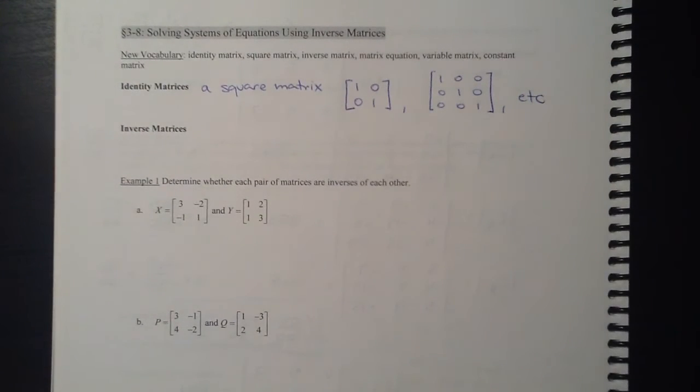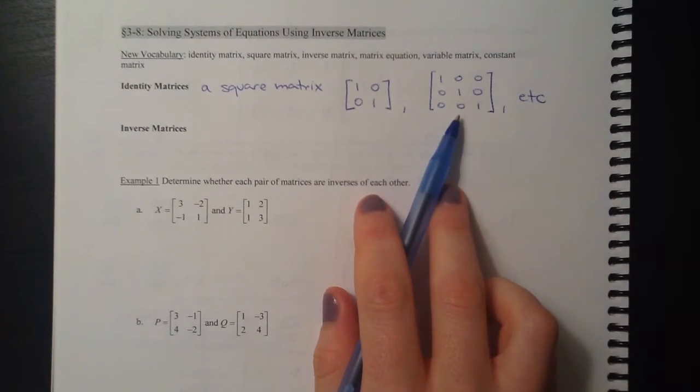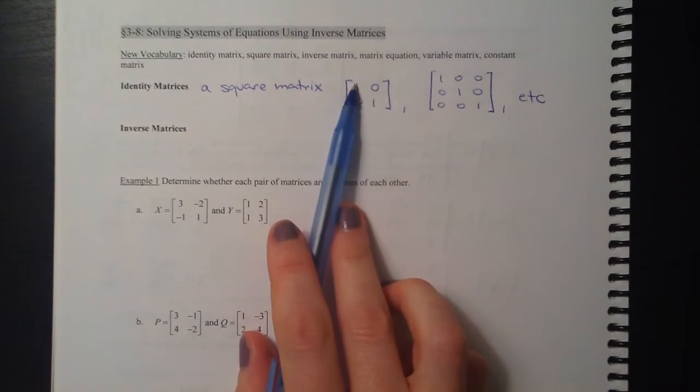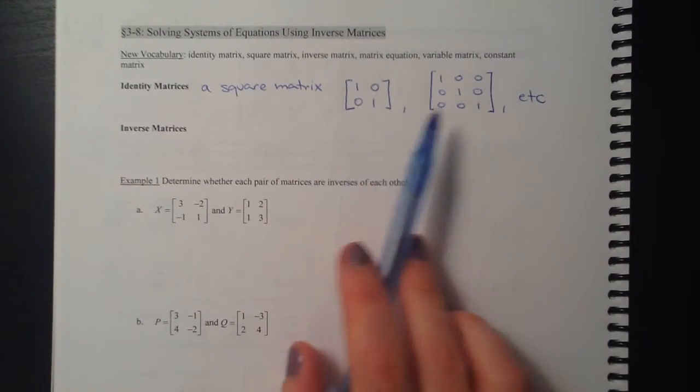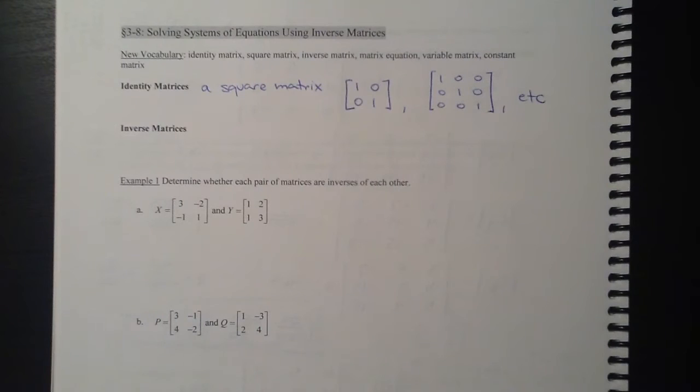So we could do the same thing with a 4 by 4 or a 5 by 5. We just won't be using anything beyond a 2 by 2 and a 3 by 3. So again, the important features are that the diagonal from left to right are ones and everything else is 0. Again, the 4 by 4 and beyond would be the same.